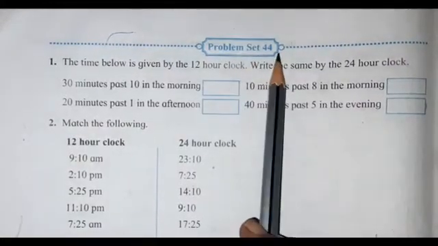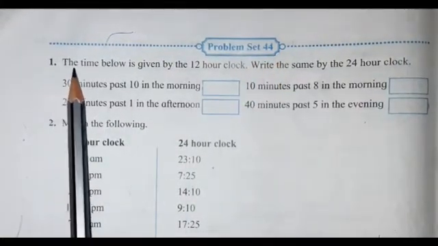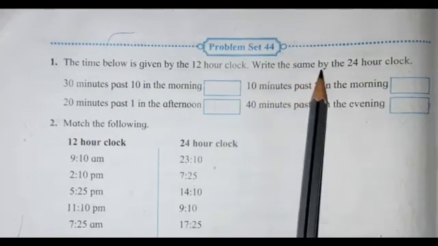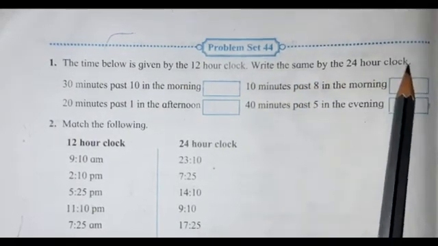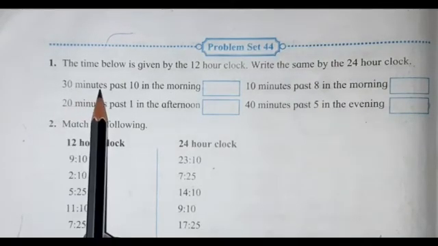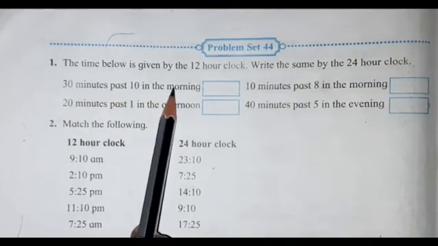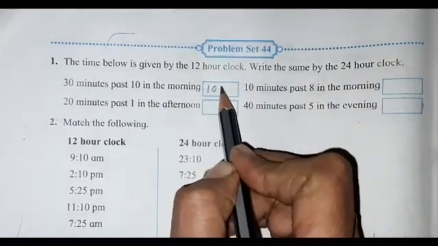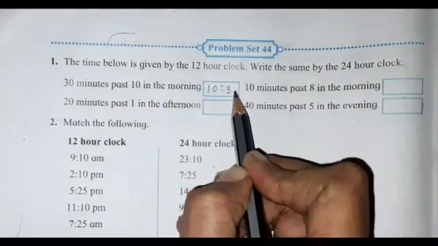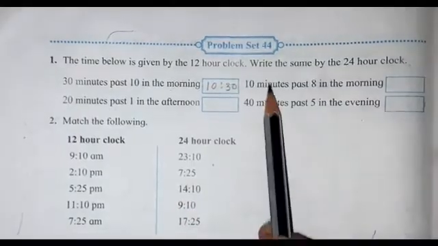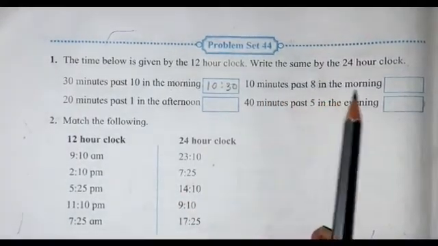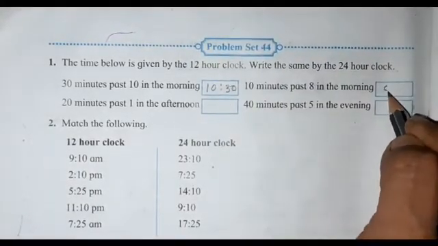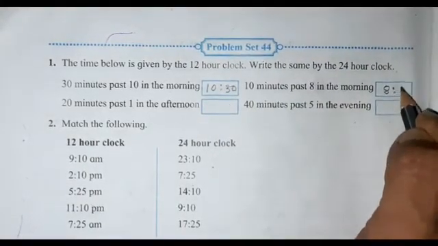Now problem set 44. First question, the time below is given by the 12-hour clock. Write the same by the 24-hour clock. See, 30 minutes past 10 in the morning. It means 10:30. Now 10 minutes past 8 in the morning. This one write 8:10.